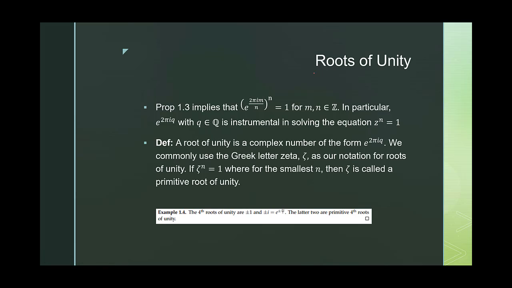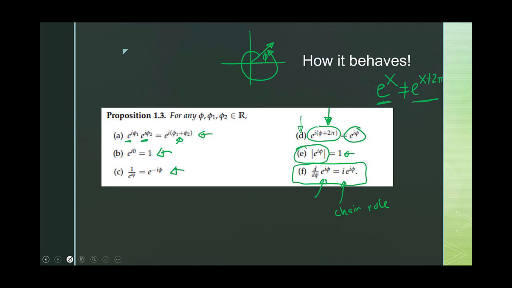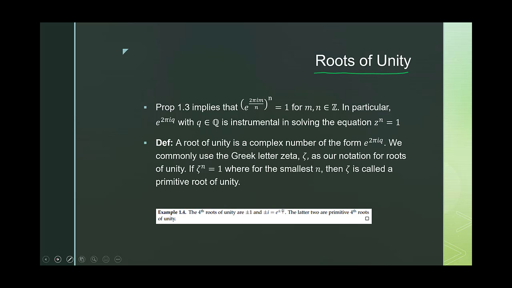Okay. Roots of unity. So the proposition, let me go back. The proposition parts B and D in particular tell us, or give us, a way of solving certain types of polynomials. So if you're considering the polynomial z to the n minus 1, or solving the equation z to the n minus 1 equals 0, notice that our properties imply the following. If you take e to the 2 pi i m over n and raise that to the nth power, you're going to get the number 1. That means that if we substitute this number into this equation, we actually get a root.